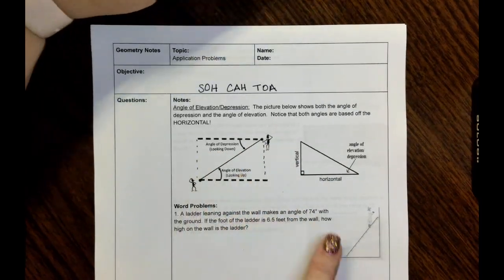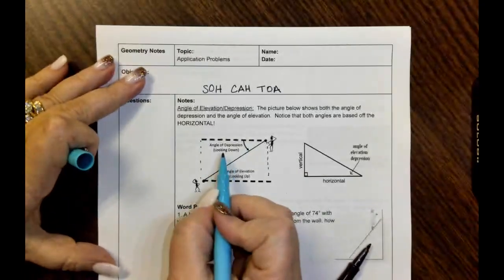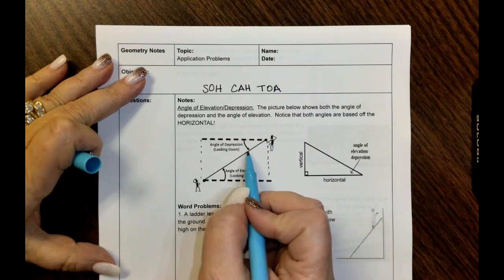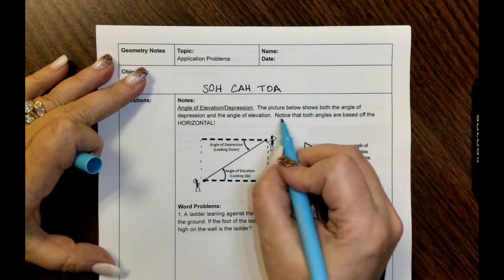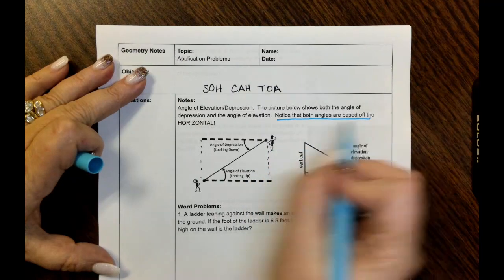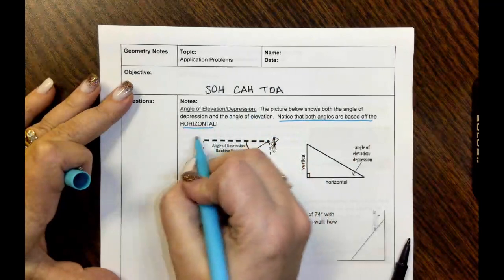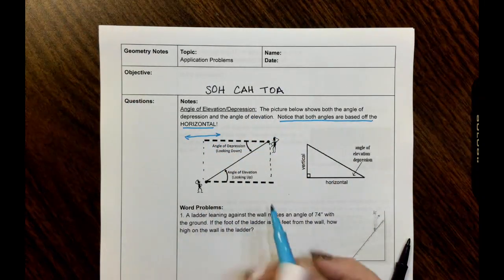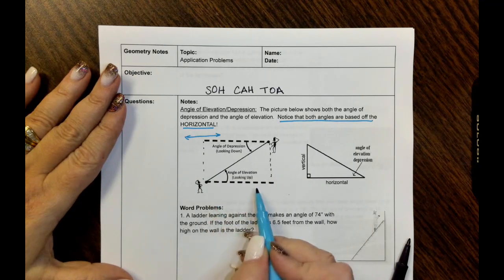Now what happens is, if you look at this, the angle of depression is the angle looking down. So you have somebody up and they're looking down, so it's from the horizontal down. Okay, notice that both angles are based off of the horizontal, not the vertical. So horizontal, that is a line that goes like this, right? Your x-axis. Okay, then you've got your angle of elevation. Your angle of elevation is from the horizontal up.